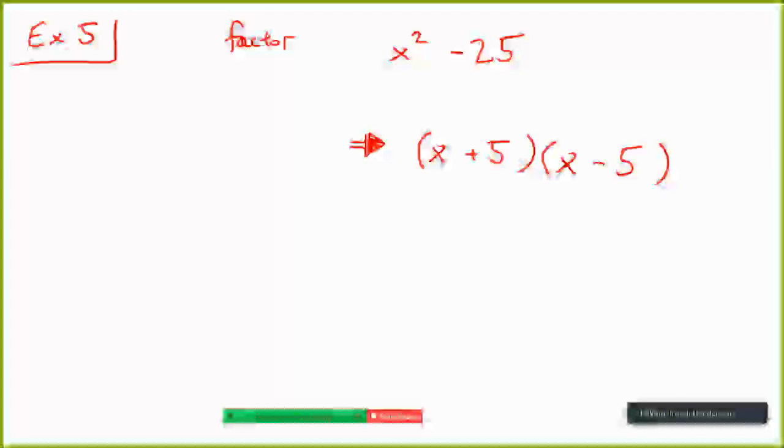Okay, so that was the difference of squares. And there's one more special case I want to show you today. It's called the perfect square. This one's a little different, but it obviously involves squares like the last one did. So there's a shortcut for this as well. Example 6.